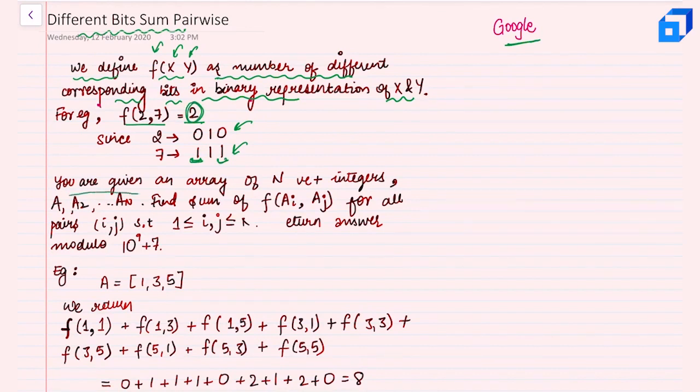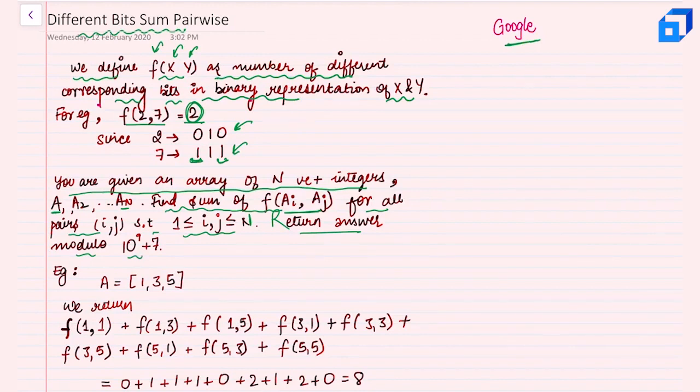Now you are given an array of n positive integers from a1 till an. You have to find the sum of f of ai, aj for all pairs i and j such that i and j lie between 1 to n. And you have to return the answer modulo 10 to the power 9 plus 7.